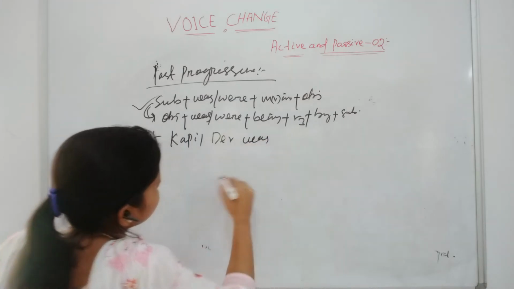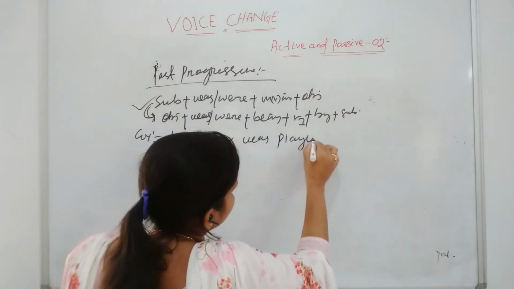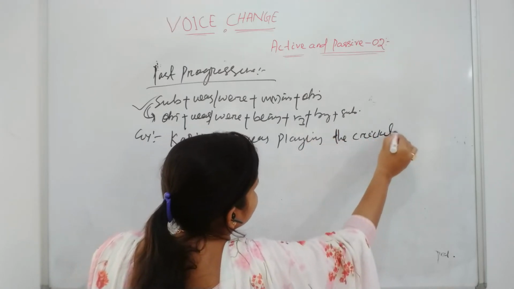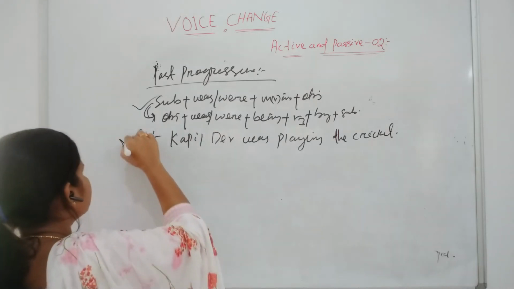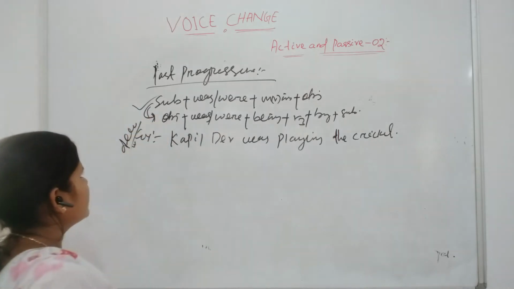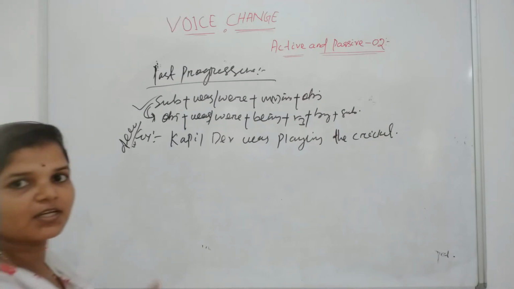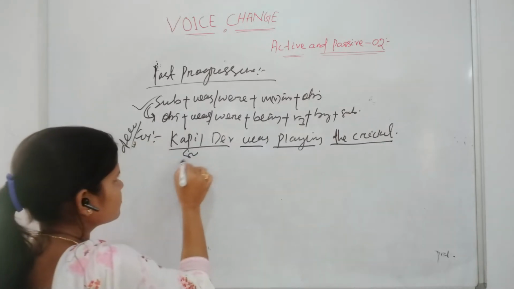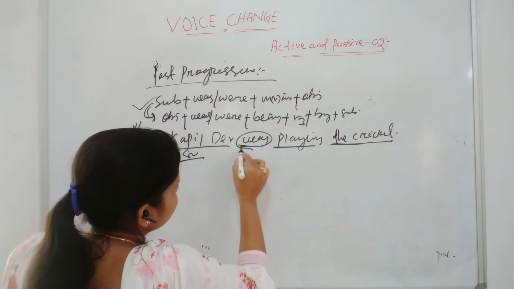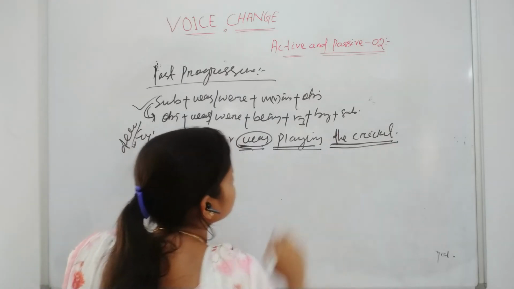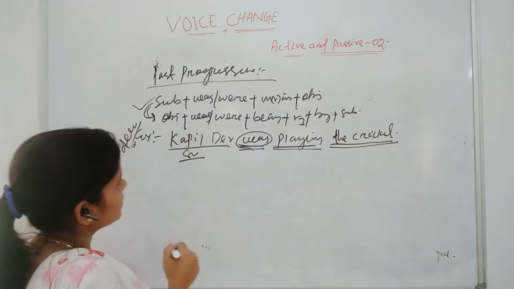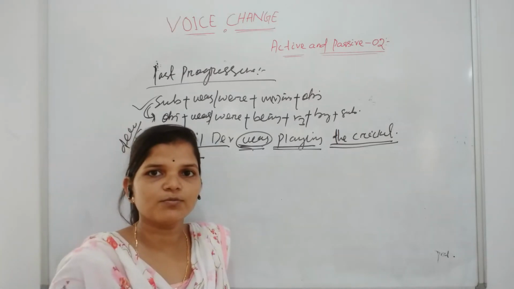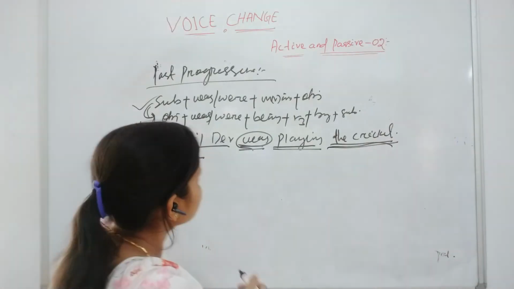was playing the cricket. That is a declarative sentence in active voice, only for declarative sentences. Kapil Dev was playing the cricket. Kapil Dev is the subject, was plus verb-ing is the auxiliary verb and verb, and the cricket is the object. When converting active to passive, the object becomes the subject and the subject becomes the object, so the cricket becomes the subject.